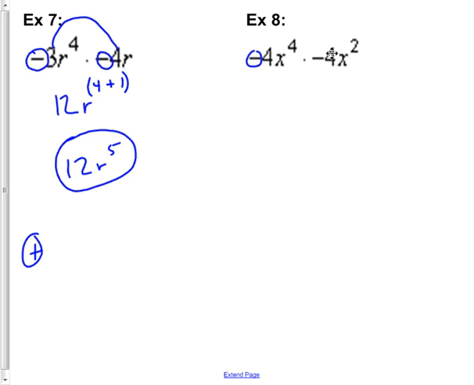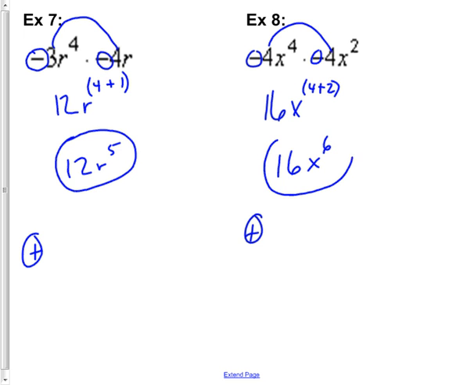Example 8, I have a negative and a negative, so I know my answer is going to be positive. And then I'm going to do 4 times 4. Notice I don't have any exponents here, so that's why I can just go ahead and multiply 4 times 4 because the commutative property allows me to do those. So I have 16 times x to the 4 plus 2. So when I rewrite it, it's going to be 16x to the 6th power. And I knew it was going to be positive. So I am done. And since I have a positive exponent, I don't need to do anything else.